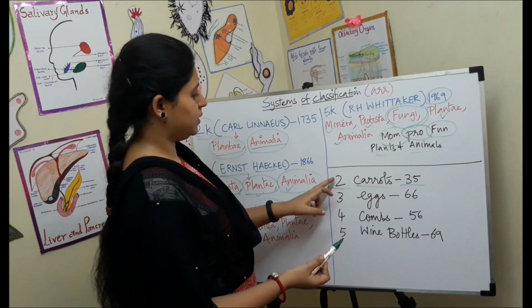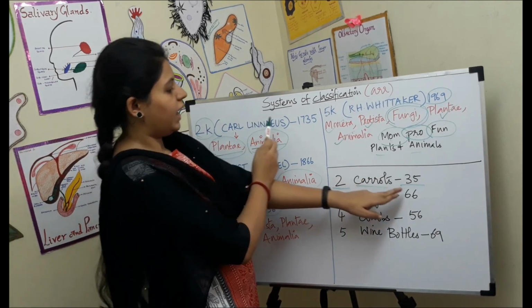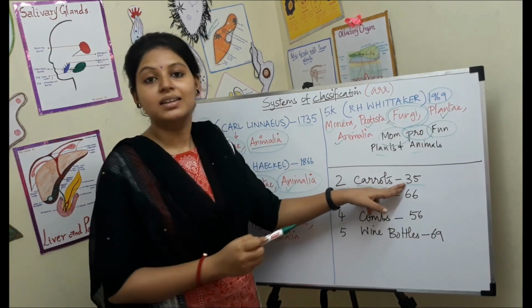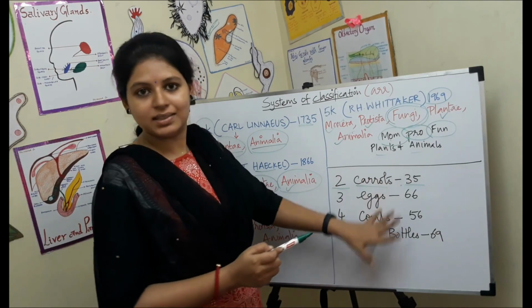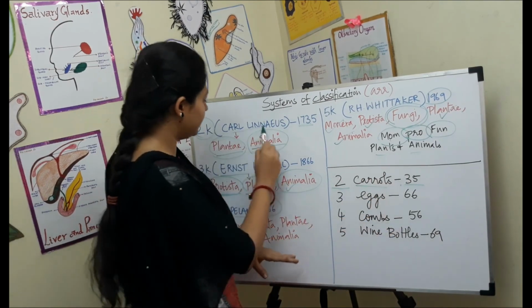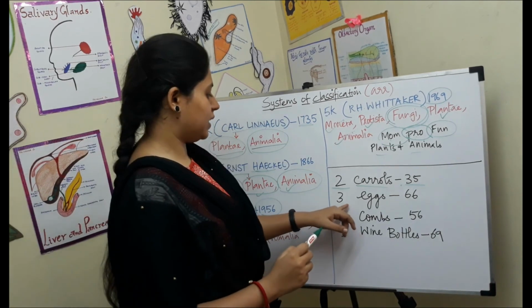2 kingdom system of classification was introduced by Carl Linnaeus in the year 1735. Is it easy? Yes. Now you can memorize this 3 to 4 times so that all the other things will be much easier for you all. So now, 3 kingdom system of classification.